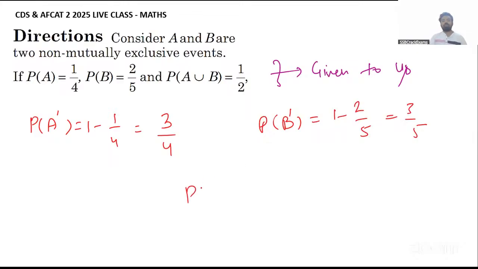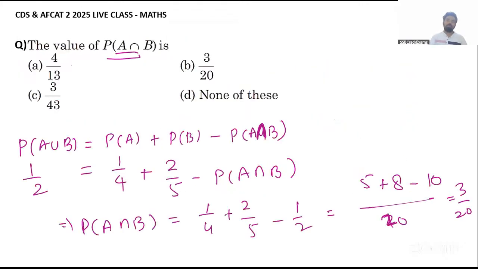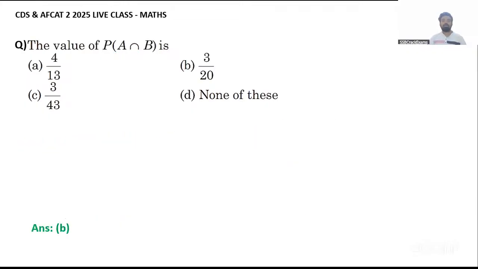And probability of A union B complement will be 1 minus 1 upon 2, which is 1 upon 12. Okay, so this is how you can calculate the probability of A naught, B naught, and anything else. So first question is solved. Now let's check the answer. It is 3 upon 12.